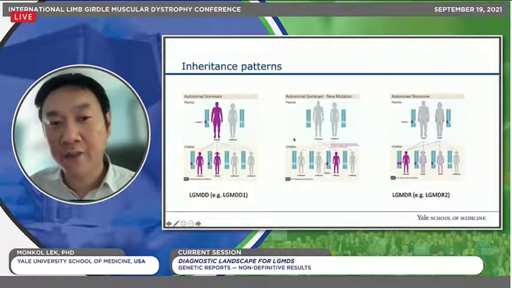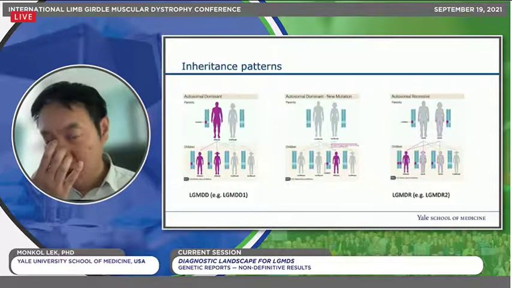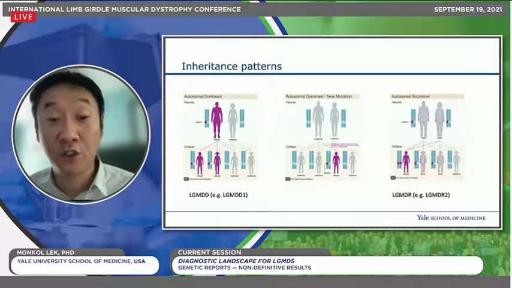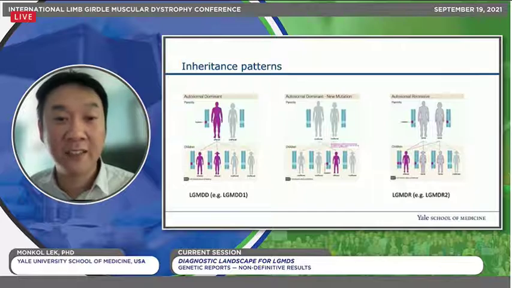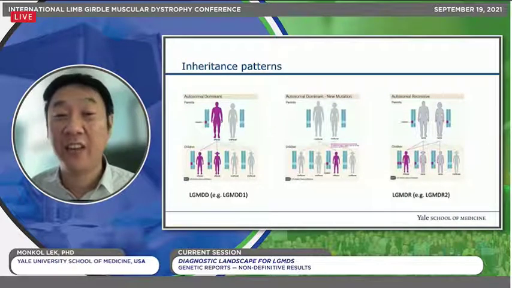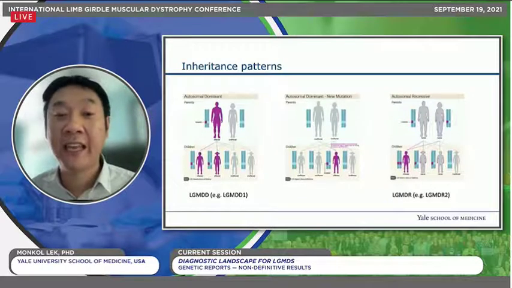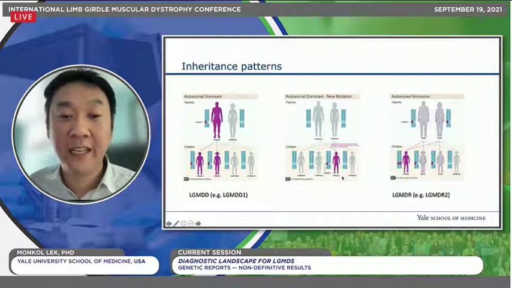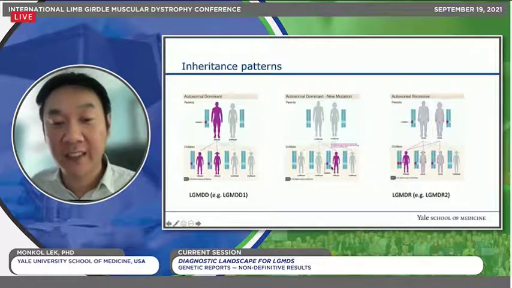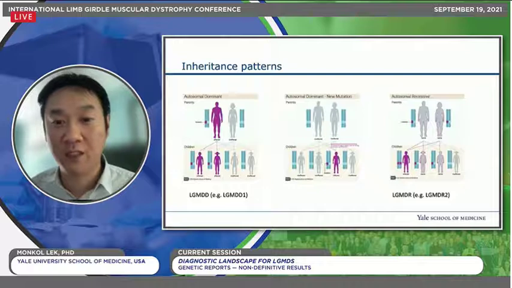A subset of these, but something that happens very rarely, is what we call a de novo dominant mutation. This is when the parents are not carriers and the mutation occurs in the egg or the sperm, and therefore the next generation can carry this mutation. The mutation again is a single mutation in a gene known to cause dominant limb-girdle muscular dystrophy.